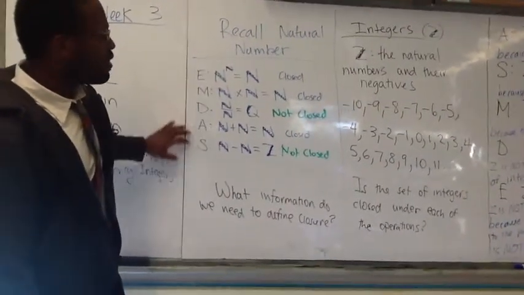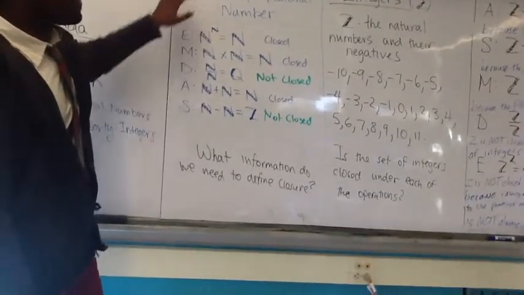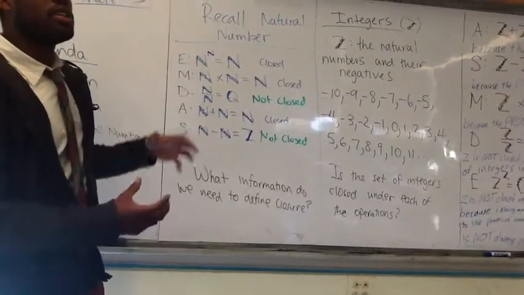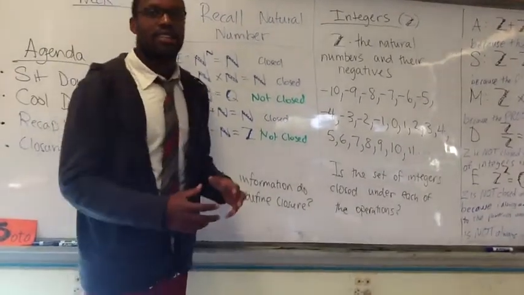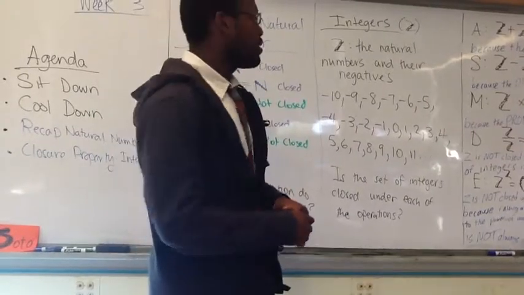The one thing that all of these have in common is that we're talking about operations in each, but again, because we've only talked about one number set, the students typically don't make the connection that they need a number set and an operation to begin a conversation about closure.